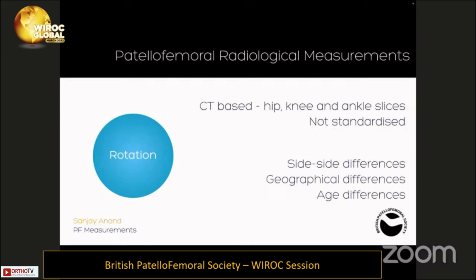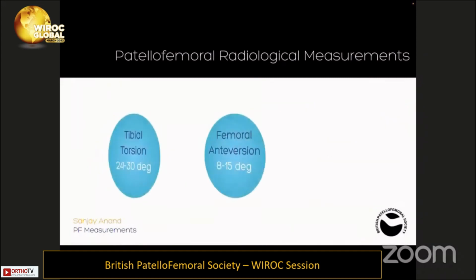There are also side-to-side differences, so there's a difference between left and right legs. There's marked geographical differences around the world. So what's normal for Europe may not be normal for somebody in the eastern part of the world. So there's quite marked geographical variation as well as age differences, so that as children grow, they will slowly externally rotate. So we need to have an idea of that range of normality for those age groups as well.